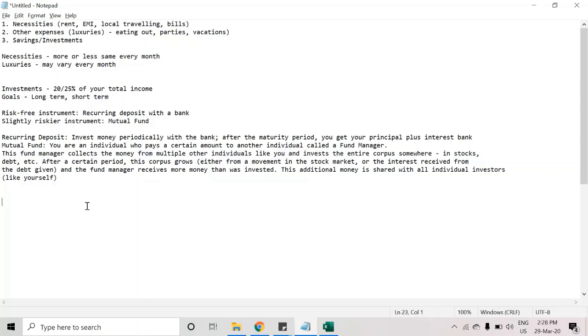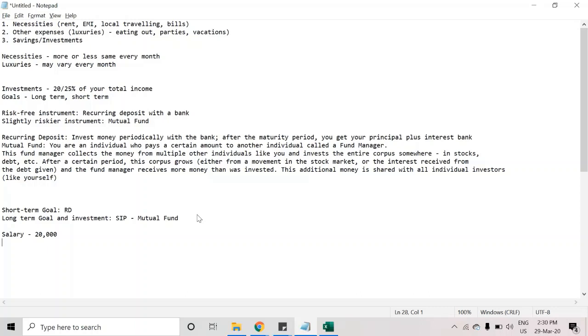Well, we may seem to have digressed from the topic, but we've not. These two instruments are very important for us to understand so that we can budget and plan our finances accordingly. So now that we know that an RD is the best form of investment for a short-term goal, and a mutual fund is the best form of investment for a young person from the long-term perspective, let's come back to our budgeting exercise. So let's consider somebody who has a salary of 20,000 rupees.